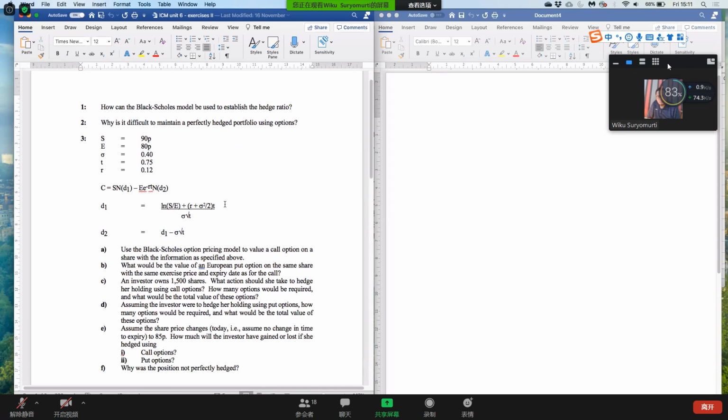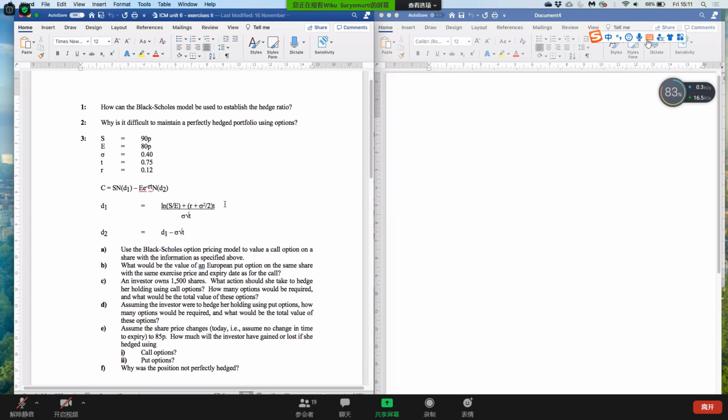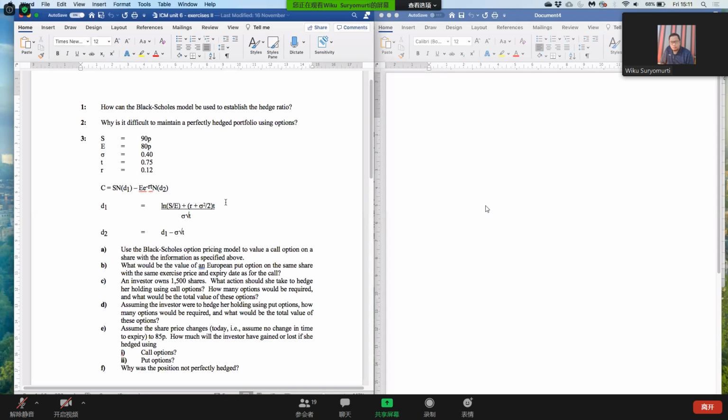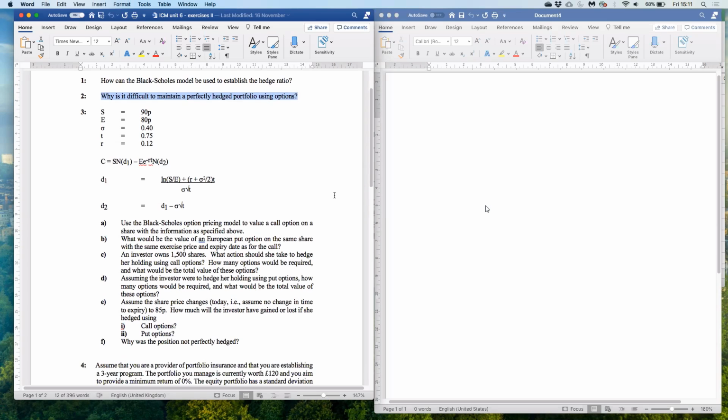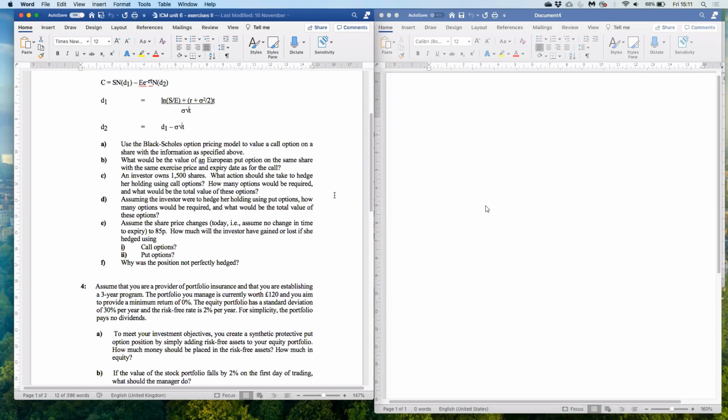Let's see question number 1. Question number 1 and question number 2 are the theoretical concepts of Black-Scholes. Number 1 is how can the Black-Scholes models be used to establish the hedge ratio? Why is it difficult to maintain a properly hedged portfolio using options? It's already discussed in the exercise solution. We move to question number 3 and question number 4.